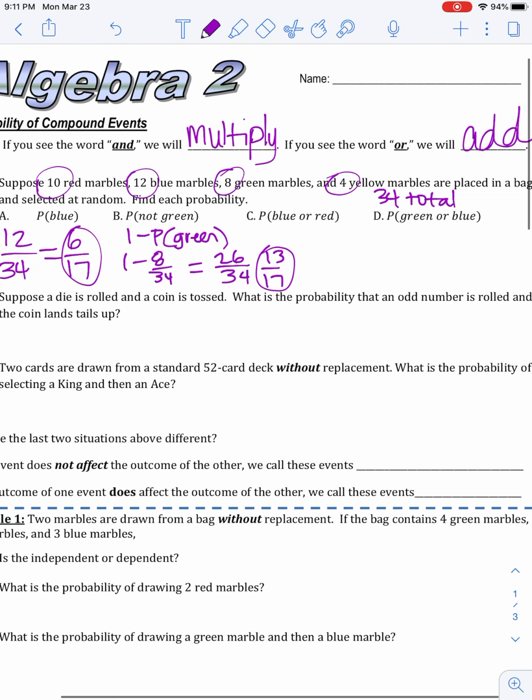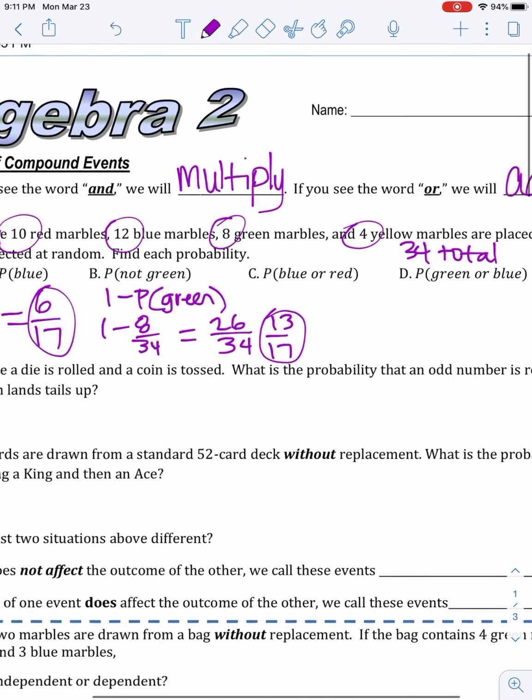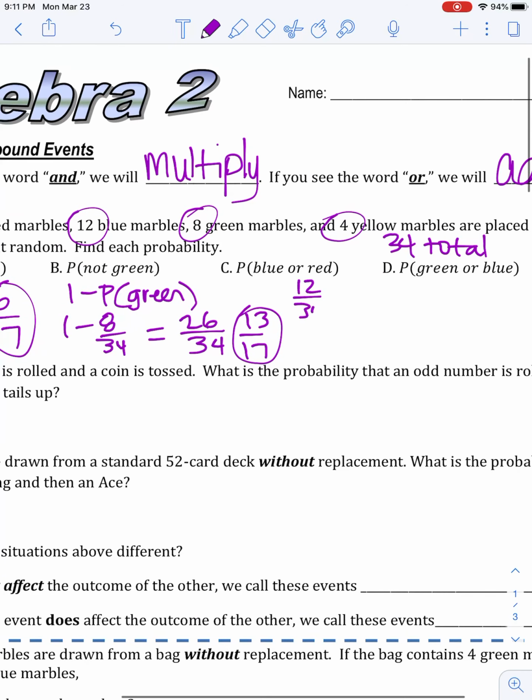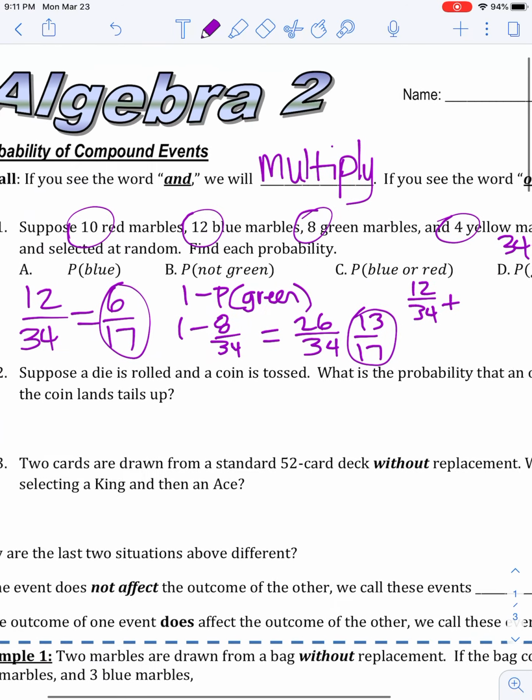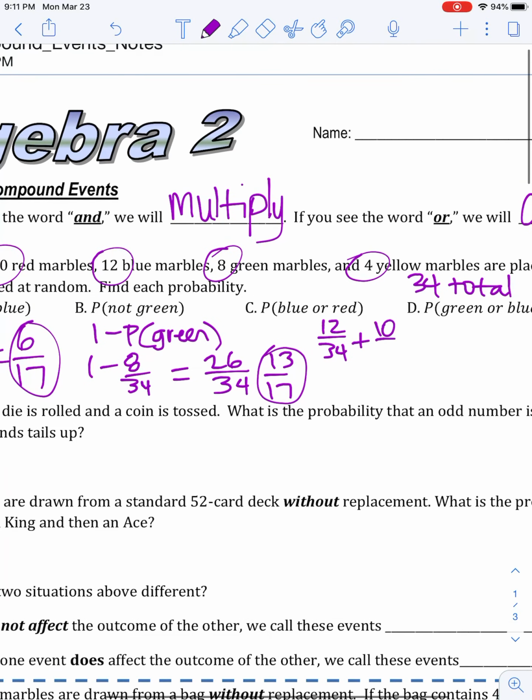For part C, I'm running a little low on space here, but I have the probability of blue or red. So I'm going to add the probability of blue, which there are 12 blue out of 34, with the probability of red. There are 10 red out of 34. And then I always need to subtract the probability of both. But if you think about it here, are there any marbles that are both red and blue? No, they're either one or the other. So really when I subtract, there's nothing to subtract there. I could subtract 0. So 12 plus 10 is 22 out of 34. And that reduces to 11/17.